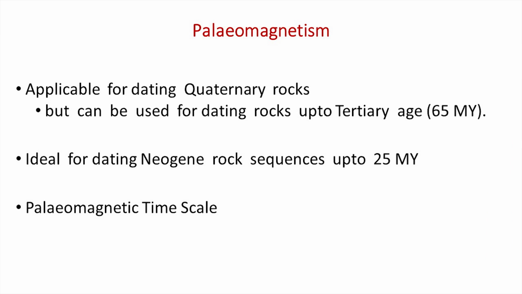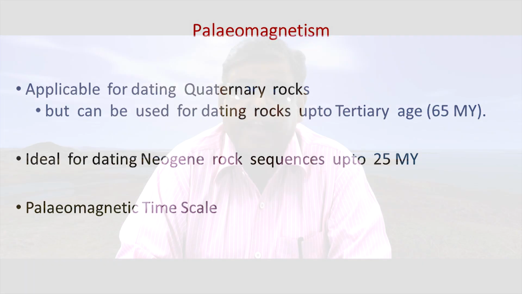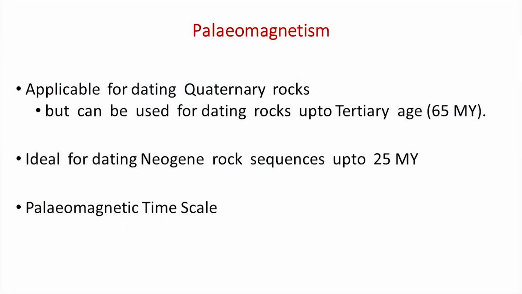Now we will talk about paleomagnetism. This method is applicable for dating Quaternary rocks, but can be used for dating rocks up to Tertiary age, that is up to 65 million years. This method is ideal for dating Miocene rock sequences up to 25 million years. This method is also helpful in developing a paleomagnetic scale.